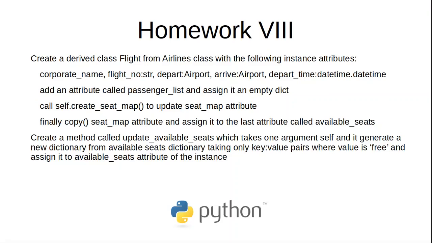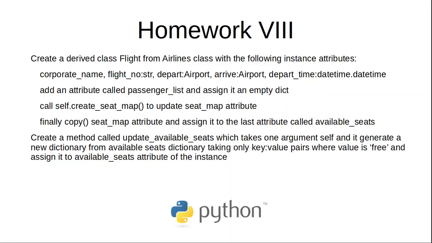depart, an airport instance, arrive, an airport instance, and depart time, a datetime object. Add an attribute called passenger list and assign it to an empty dictionary. Call self.createSeatMap method to update seatMap attribute, and finally copy seatMap attribute and assign it to the last attribute called available seats.